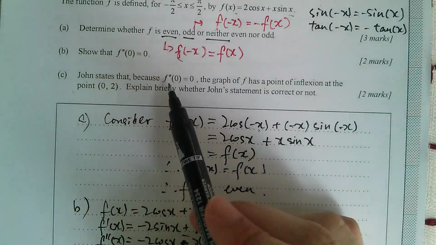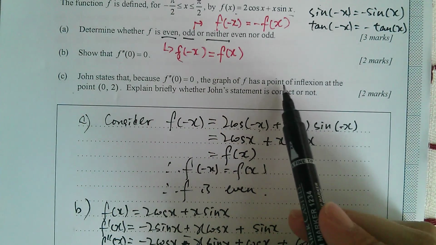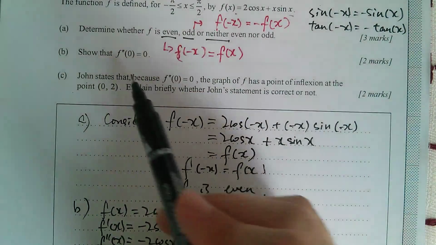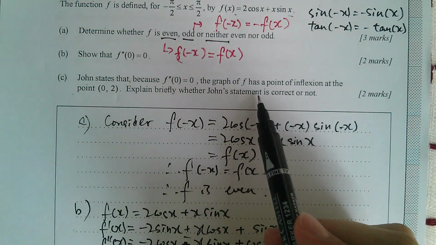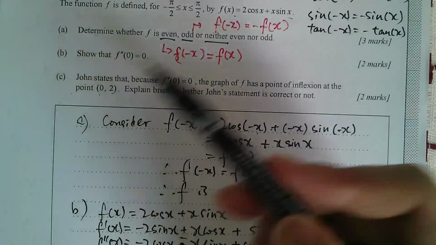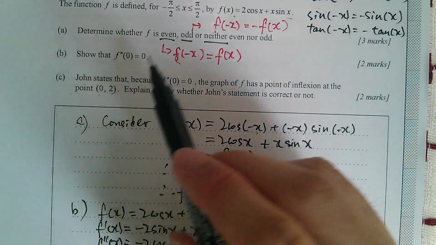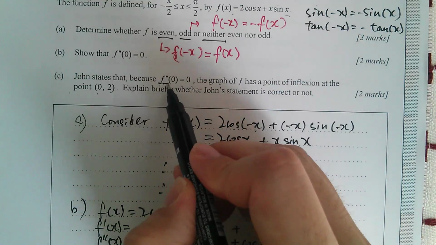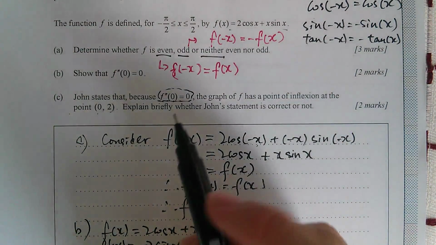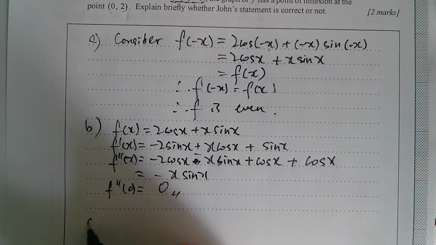Alright, part C. Some guy John stated that simply because the double prime is 0, the graph has a point of inflection at the point (0, 2). Explain if this is correct or not. You may think maybe the 2 is wrong. No. If you plug 0 in, you actually get 2. So the y is actually 2. So the question is, simply because the double prime is 0 doesn't mean that it's already a point of inflection. Of course, the answer is no.